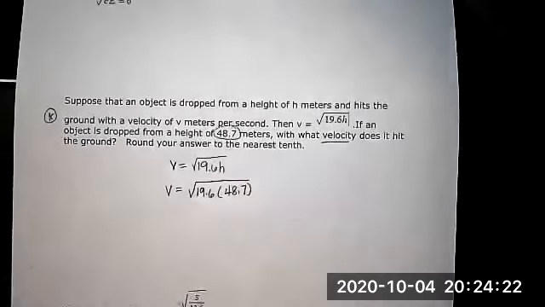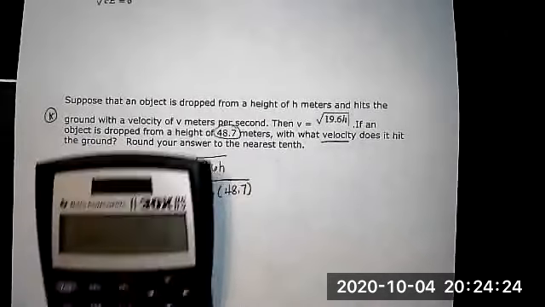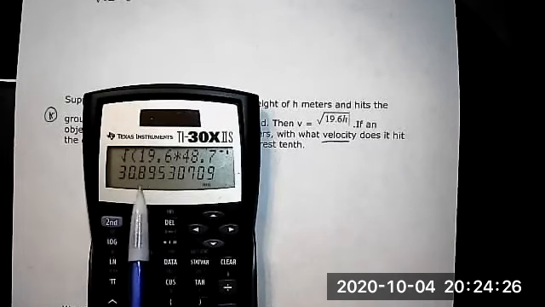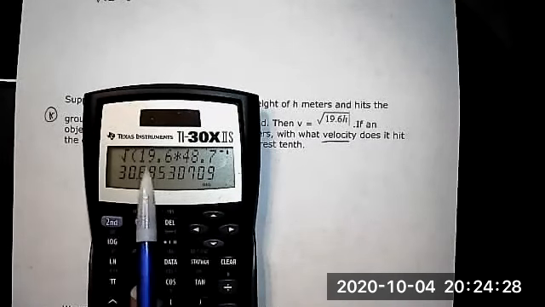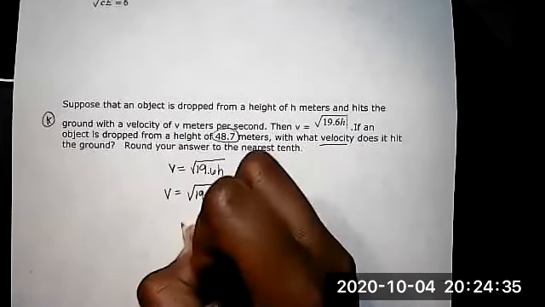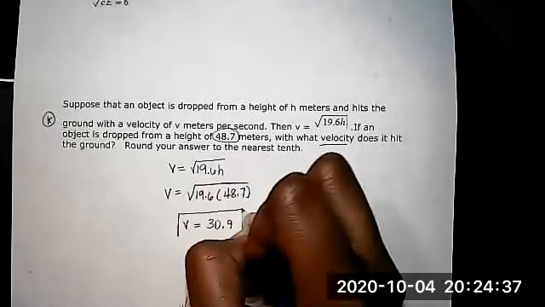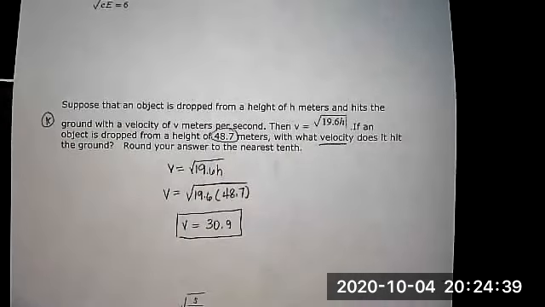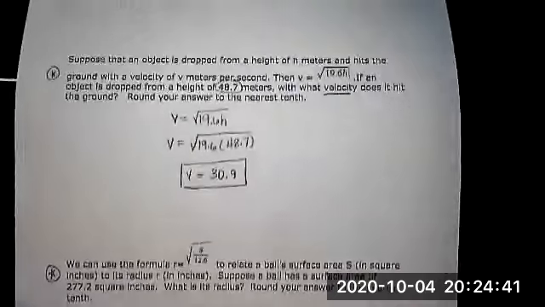Enter, and you're rounding to the nearest tenth. So tenth is one place after. 9 makes that go up to 9. Instead of 8, that's going to be 9. So your answer will be 30.9 for the velocity. Okay. Seemed a little harder than it was, but that wasn't too bad.